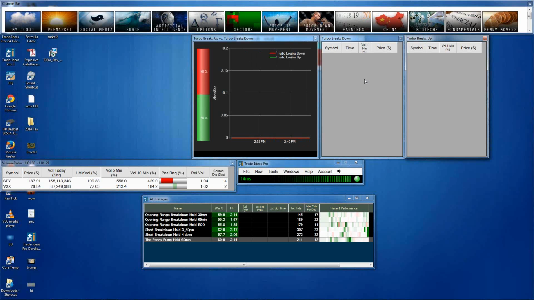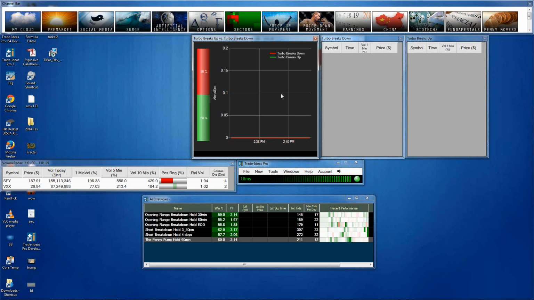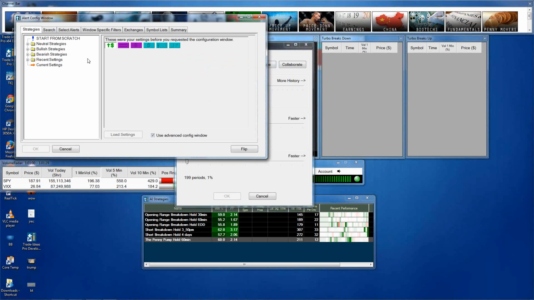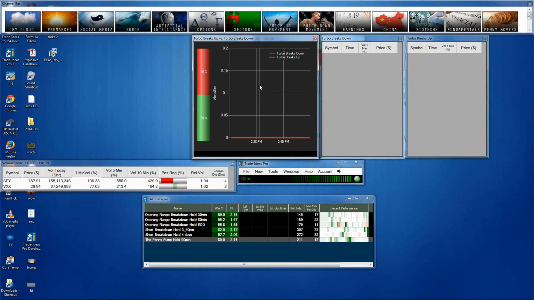So using that same collaboration functionality that I use to transfer a strategy into a compare count window, we can transfer strategies into a compare count window. So transfer turbo brakes down into the red side, turbo brakes up into the green side. Now we can go in here and access these just like they're their own independent freestanding windows, so we can modify our filter or alerts. Every time a symbol comes through one of these windows, this guy's going to keep count for me.